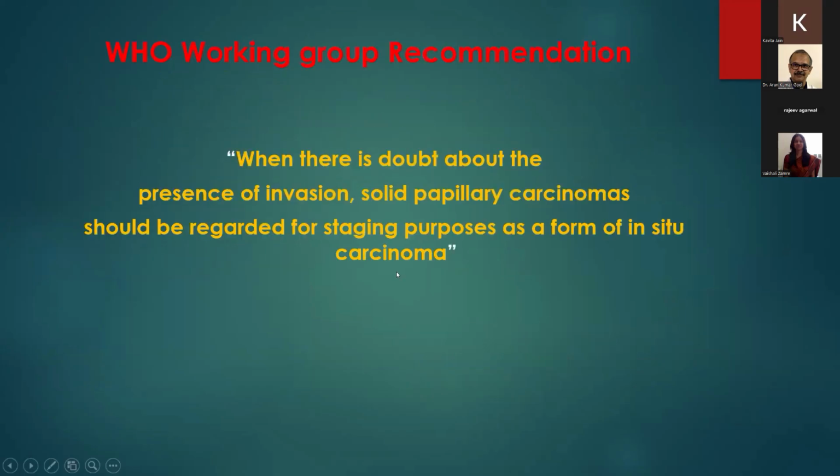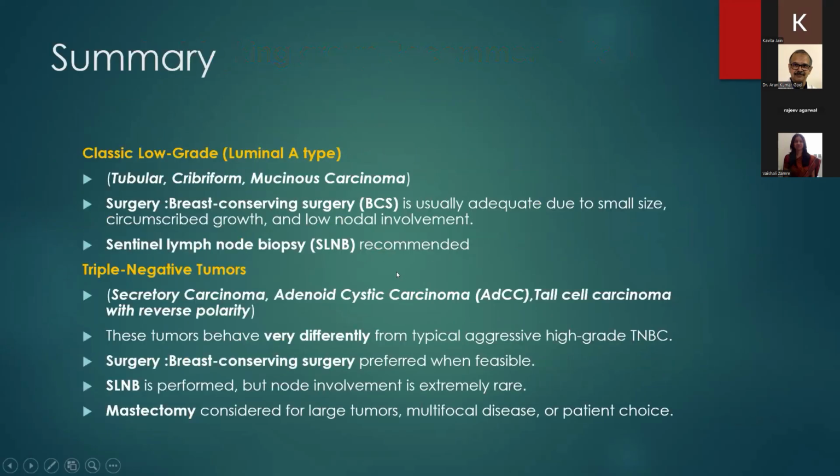So just to summarize, we have defined some of the rare types of luminal A tumors, which were the mucinous, the tubular, the cribriform. Triple negative tumors are also not all that bad. You have good tumors within them, like the secretory carcinoma, the classical adenoid cystic, the tall cell carcinomas. And in all these tumors, surgery followed by sentinel lymph node may be sufficient because they generally have a favorable prognosis and do not metastasize.